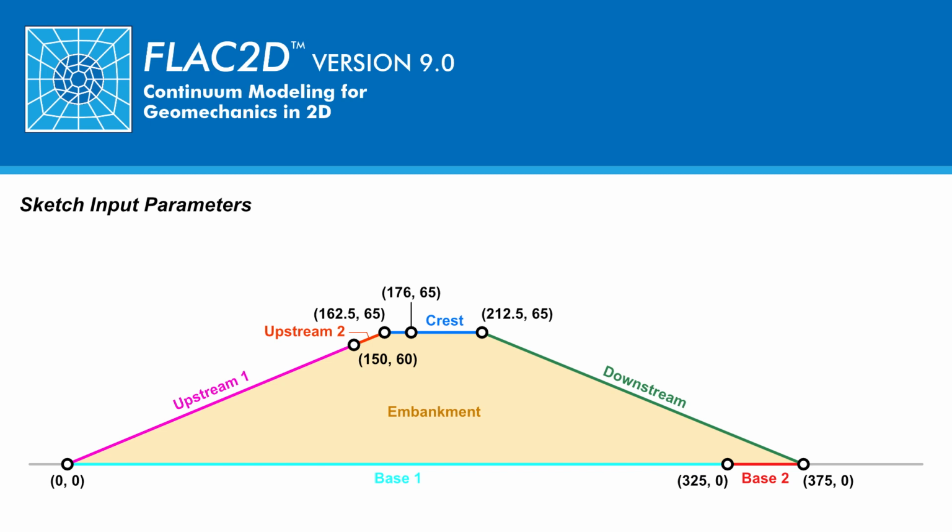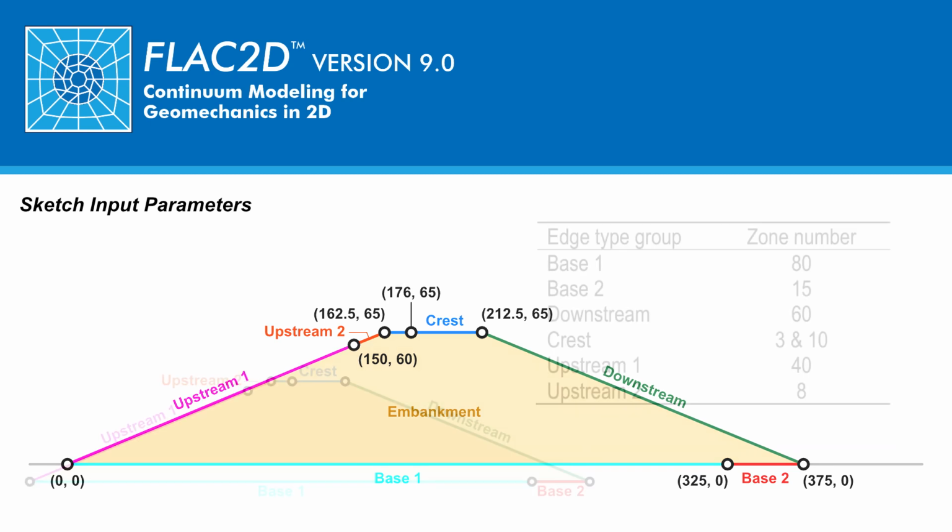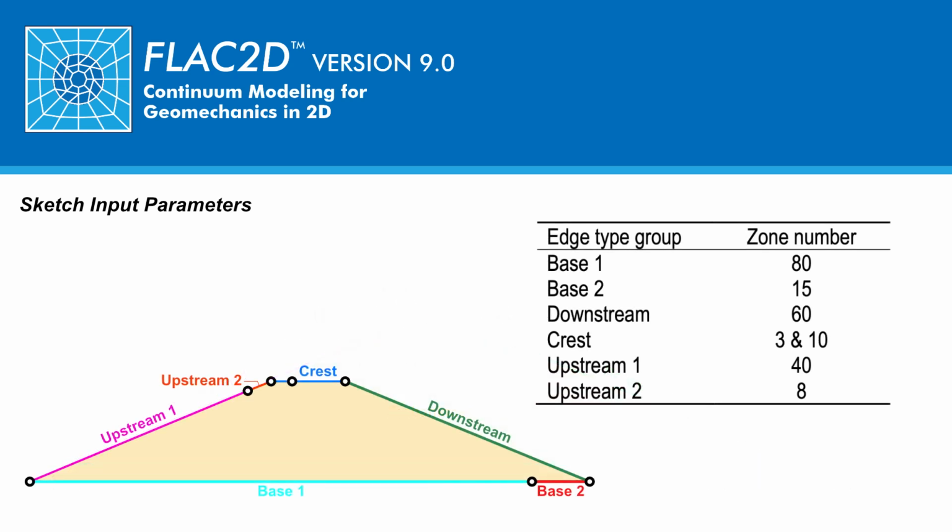There are many parameters available in Sketch to control the characteristics of the mesh generated. In this example, the mesh configuration will be controlled using the zone number object property for each of the 7 edge types. The values that will be used for each of the 7 edge types are provided in the table shown to the top right.